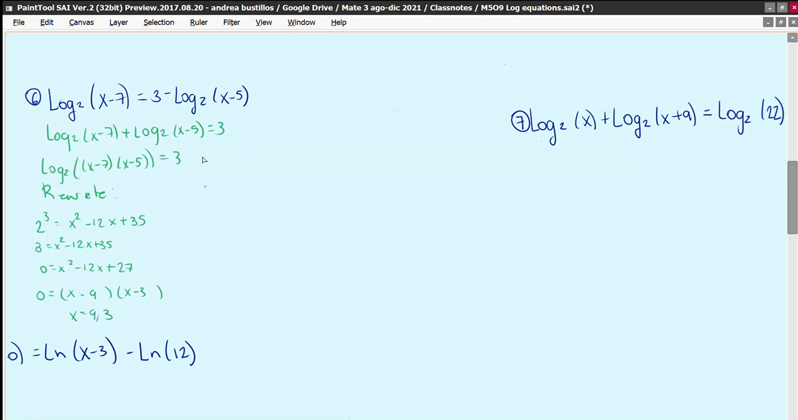So let's verify those solutions. First off, x equals 9. I'm going to plug it into my logarithms. 9 minus 7 is obviously 2, so this is positive, it checks out. Let's check the other logarithm. This is logarithm of 9 minus 5, and this is obviously positive, so it checks out. So that is a solution. And x equals 3, let's verify it again. Let's plug that value into the first logarithm, that is 3 minus 7. This is clearly negative, so 3 cannot be a solution. So x equals 9 is the only solution.